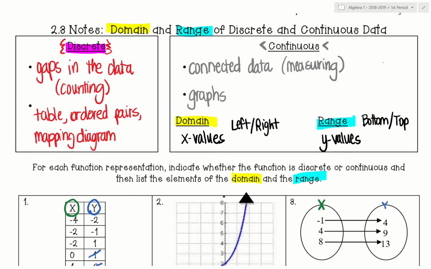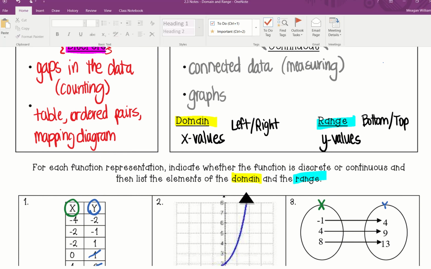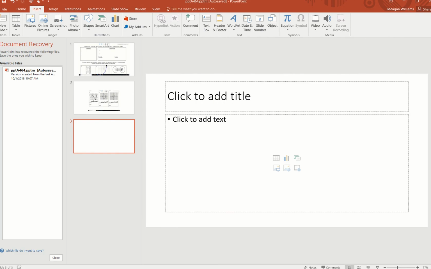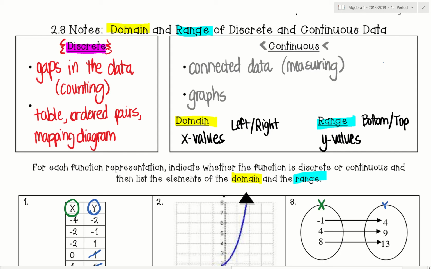Here we go. Again, remember this first part is just like a quick review based on getting this done for my website, okay? So that when your parents look at it, they can be like, oh my gosh, you learned something. Okay? So, first thing we learned on 2.3 notes was discrete versus continuous.